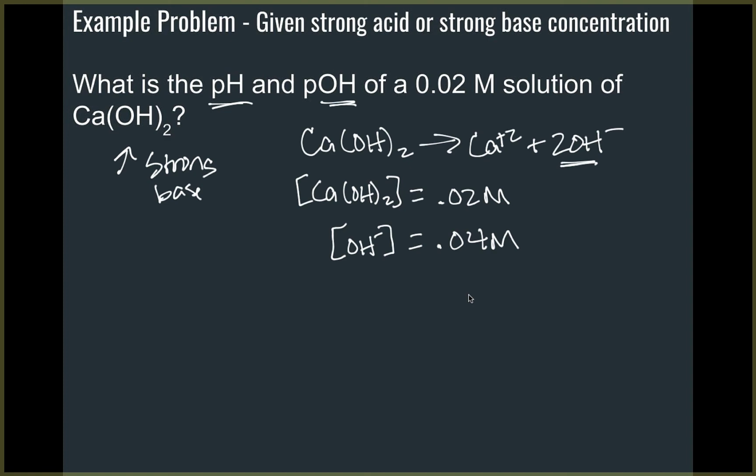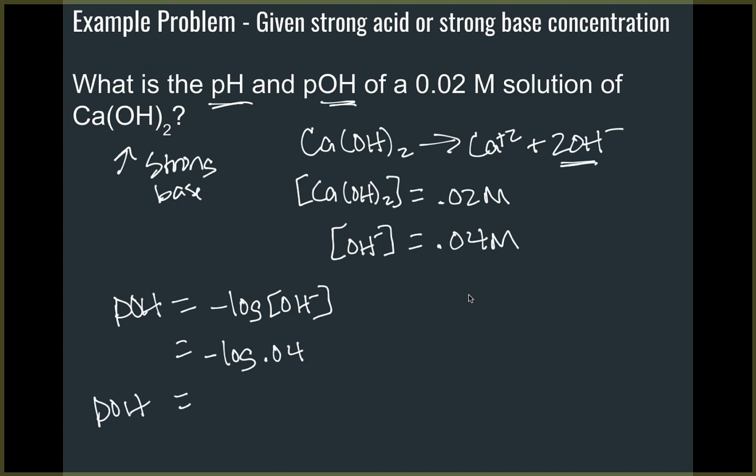Just know that most of these questions that you're doing will have more than one way to get the same answer. So for this one, since I have the OH minus, I'm going to use POH equals the negative log of the OH minus. So negative log of 0.04. So the POH is 1.40. Again, 2 sig figs.